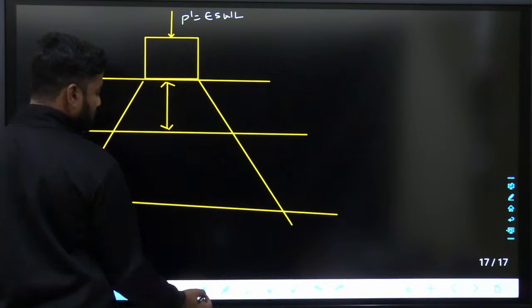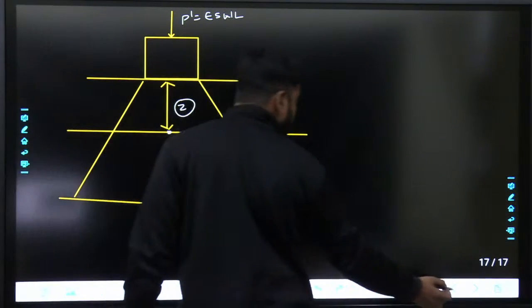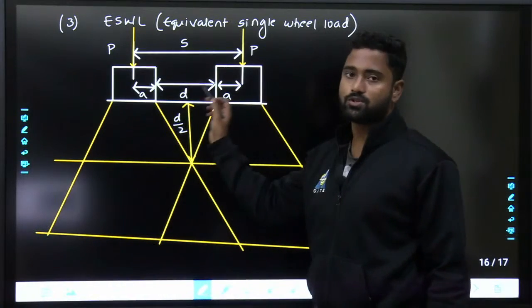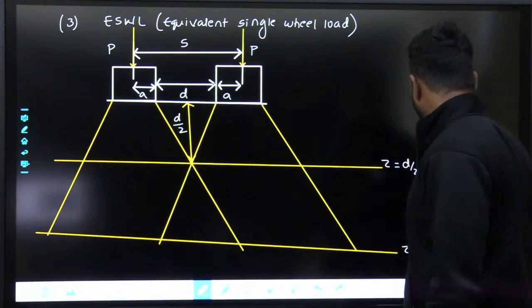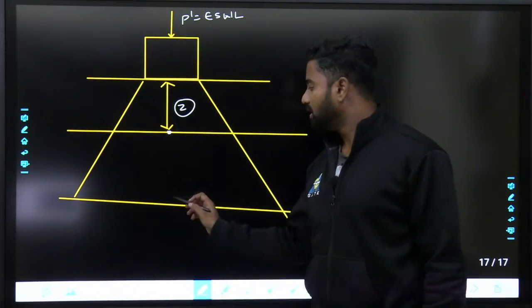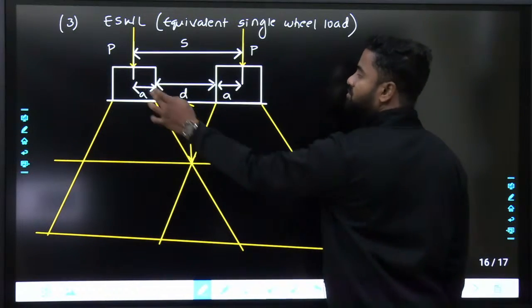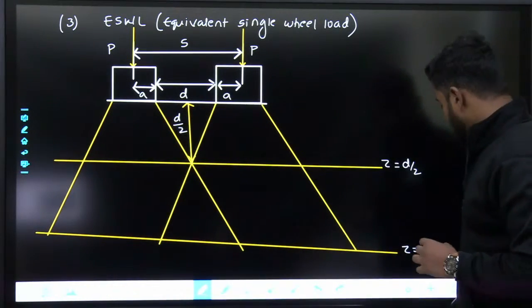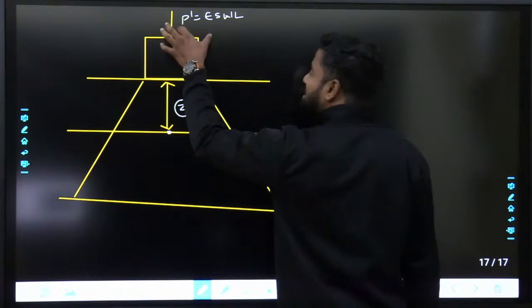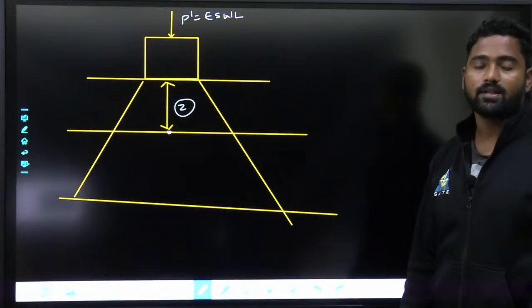Stress at any depth Z here is the same as the stress here because of these two loads. Fine. So if stress here is 10 kilopascals because of these two wheel loads, then stress here because of this single wheel load is also 10 kilopascals. That is the meaning of it.